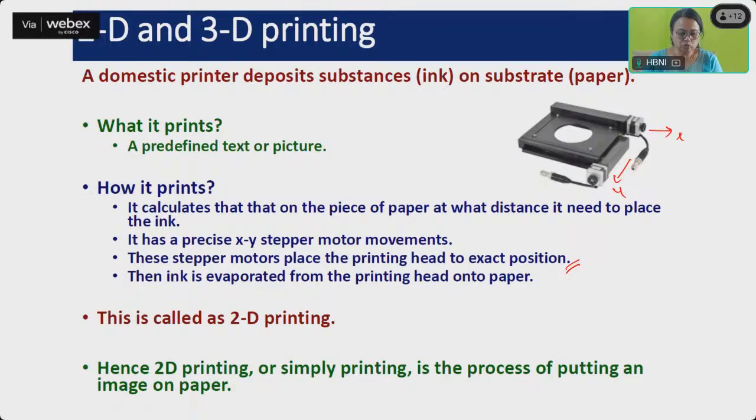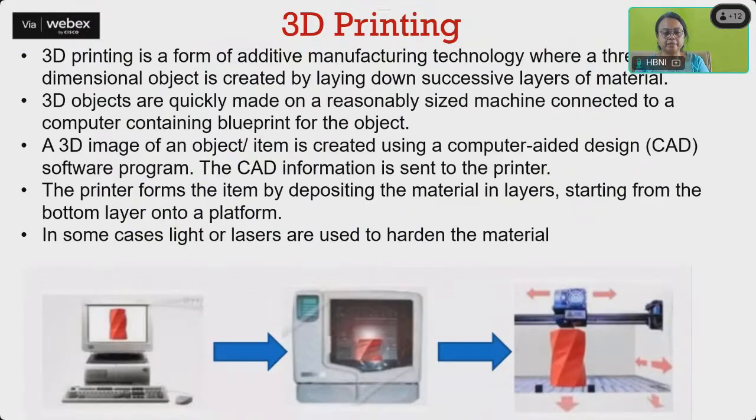So 2D printing, or simply printing, is the process of putting an image on a paper. Now how does it get to 3D printing? Basically 3D printing is layer by layer 2D printing. You have one layer of 2D printing, then another layer of 2D, then another. Like this, you are making a 3D image. But it is a solid object that you are getting, not on paper. So how is this solid object forming?